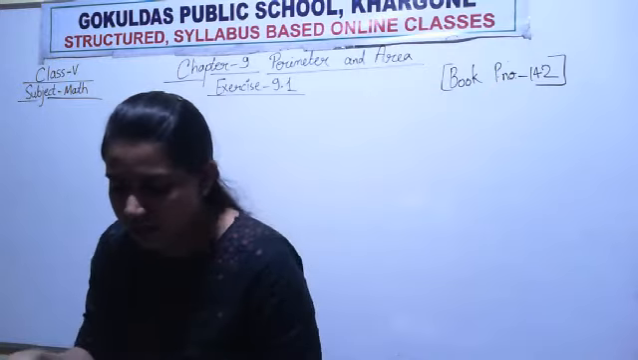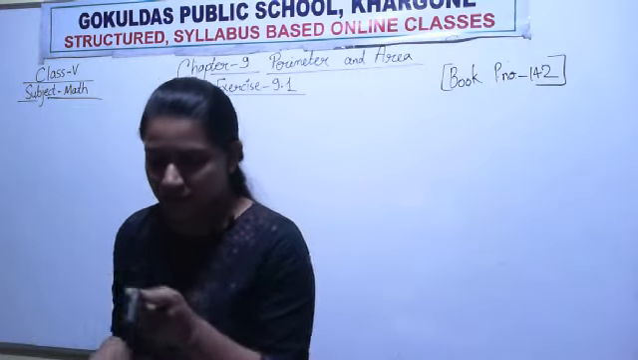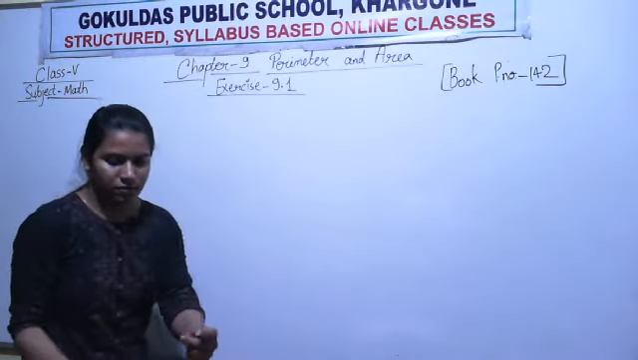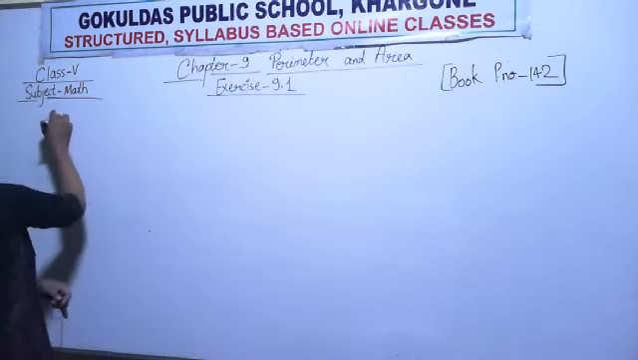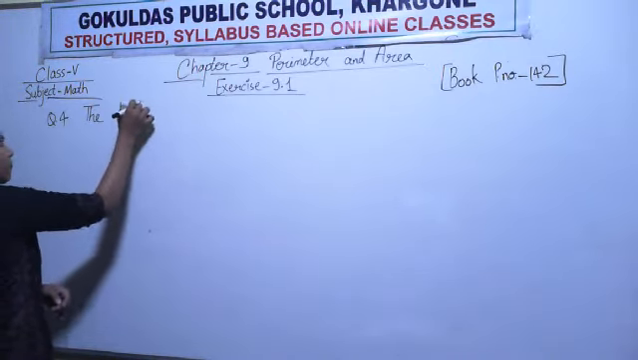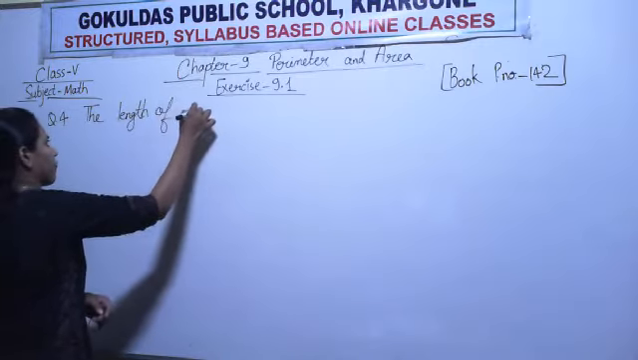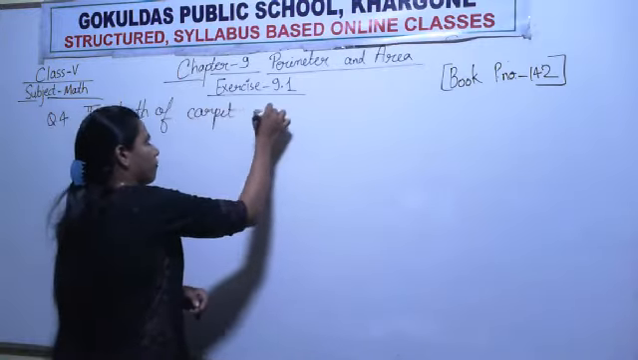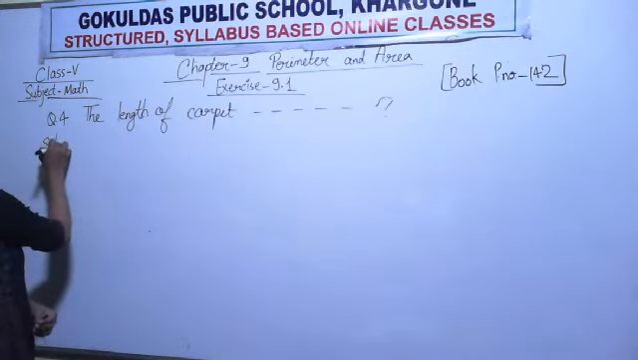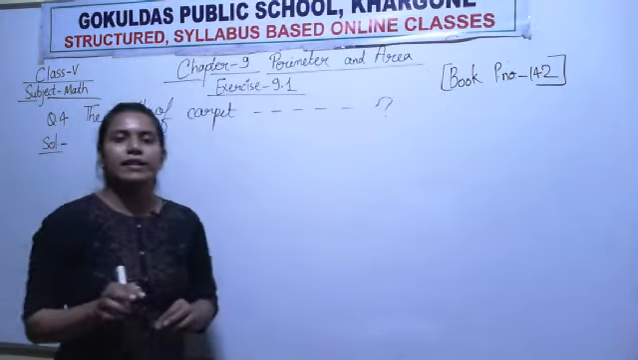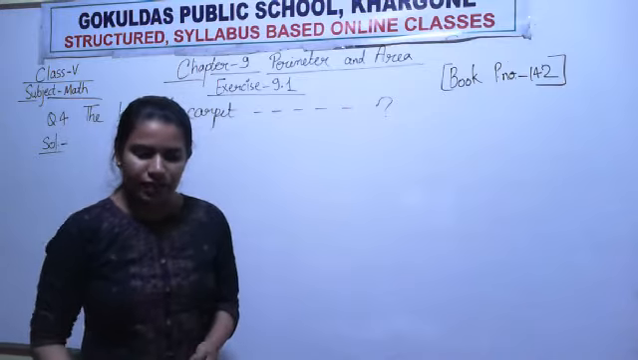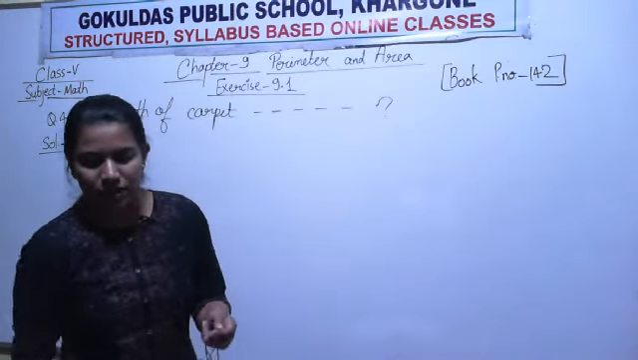And what is given here? Length and breadth are given, right? So let us start solving it. Given data. Okay, so what is the given data? Length is given here and breadth is given here.